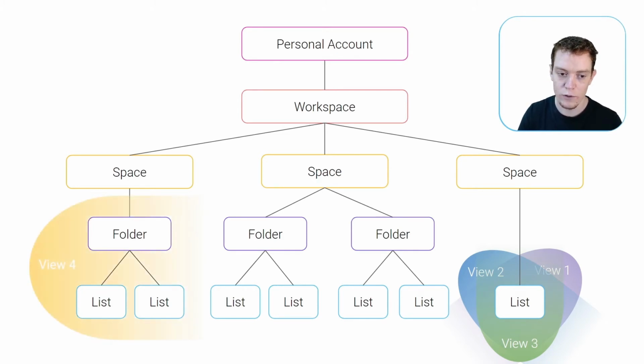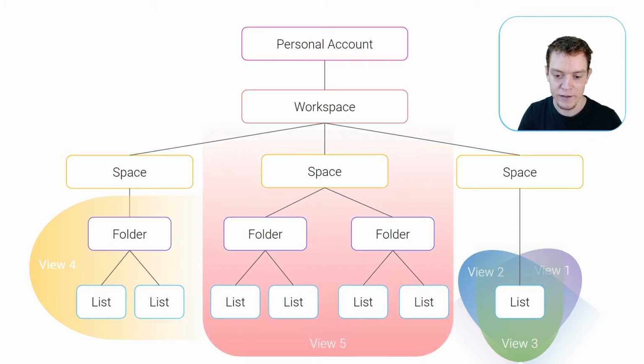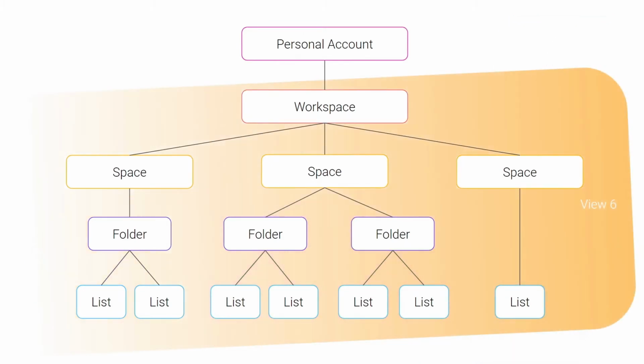But you can also create a view that looks at a whole folder. So this particular view, view 4, will see all the tasks in both of these lists in this folder. And again, same thing with the space. View 5, here we're looking at a whole space, including 2 folders and 4 lists. So all the tasks in all 4 of those lists will be visible in one place in this view. And then view 6 is the whole workspace. You can have multiple views on the workspace level, but in this example, you'd see literally every task in the entire workspace, and you could set that up how you like.